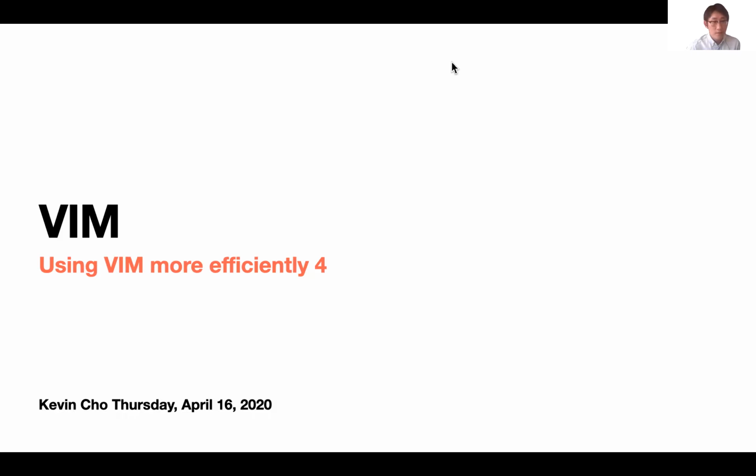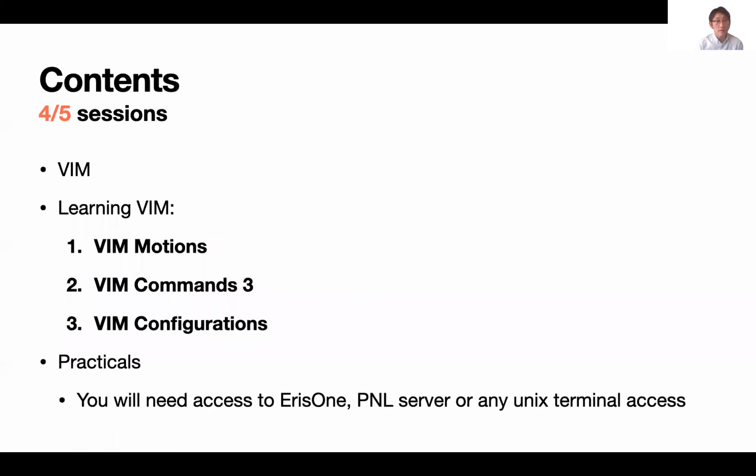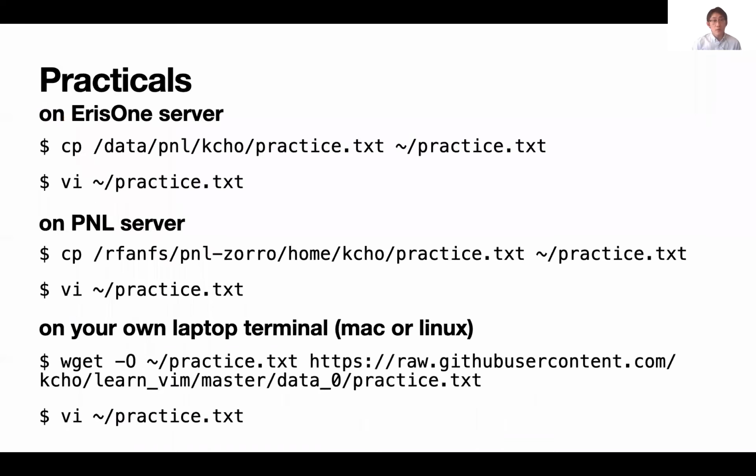So today is the fourth VIM sprint, and today we will do a little bit of everything: motions, commands, and configurations. If you can open your VI up in servers, Eris1 or PNL, that'd be nice. Copy the practice file into your home directory, or if you're using your own VIM, open VIM with any random text file, or a text file that you get from my JIT. Open them up.